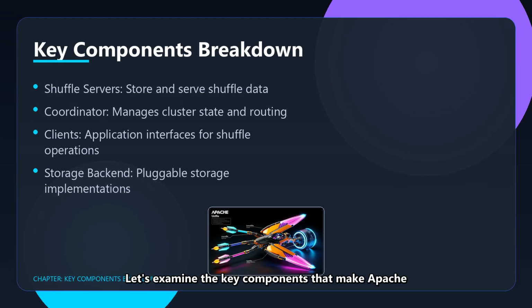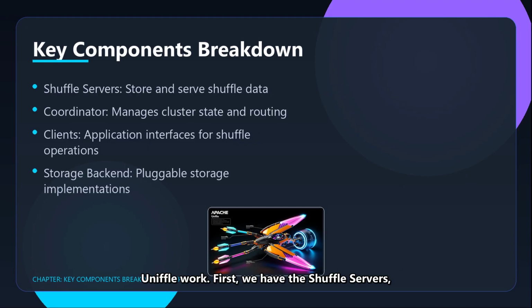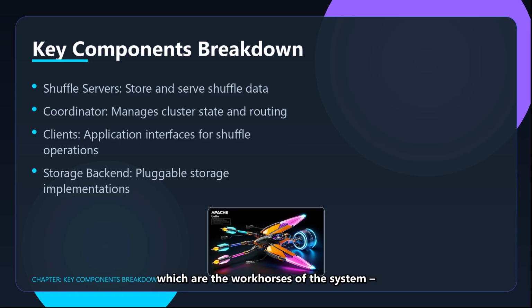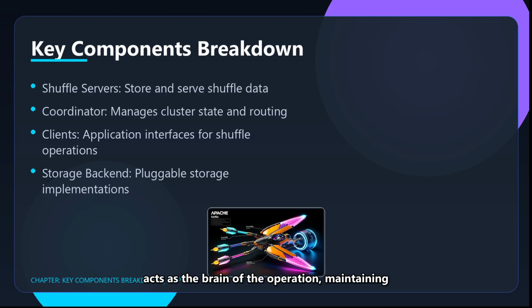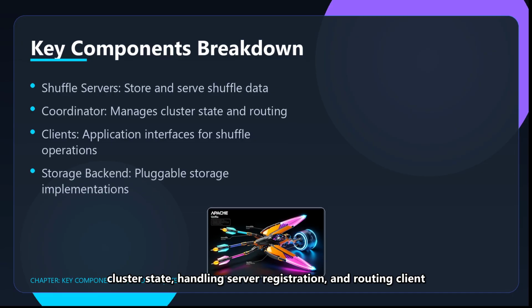Let's examine the key components that make Apache Uniffle work. First, we have the shuffle servers, which are the workhorses of the system. They store shuffle data, manage its lifecycle, and serve it to clients when requested. The coordinator acts as the brain of the operation, maintaining cluster state, handling server registration, and routing client requests to appropriate servers.